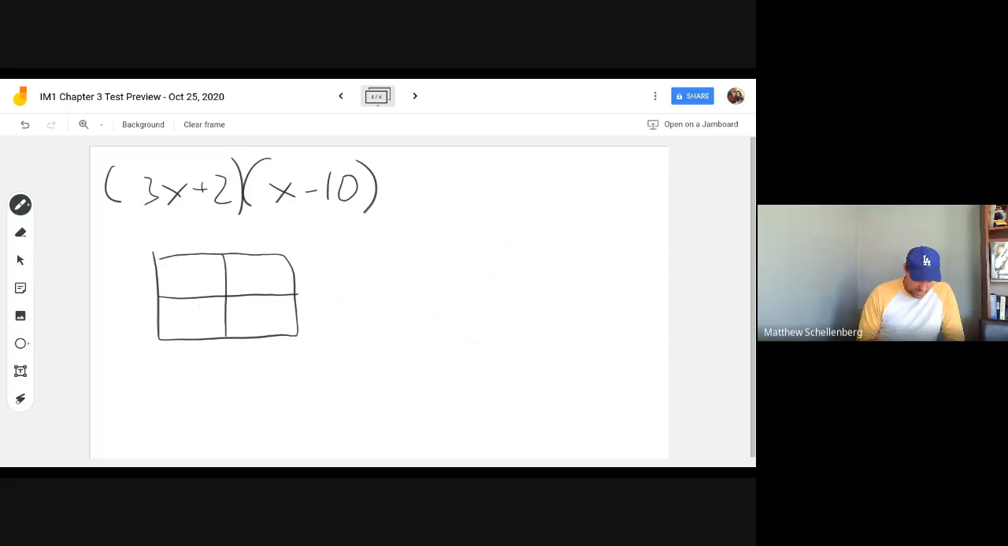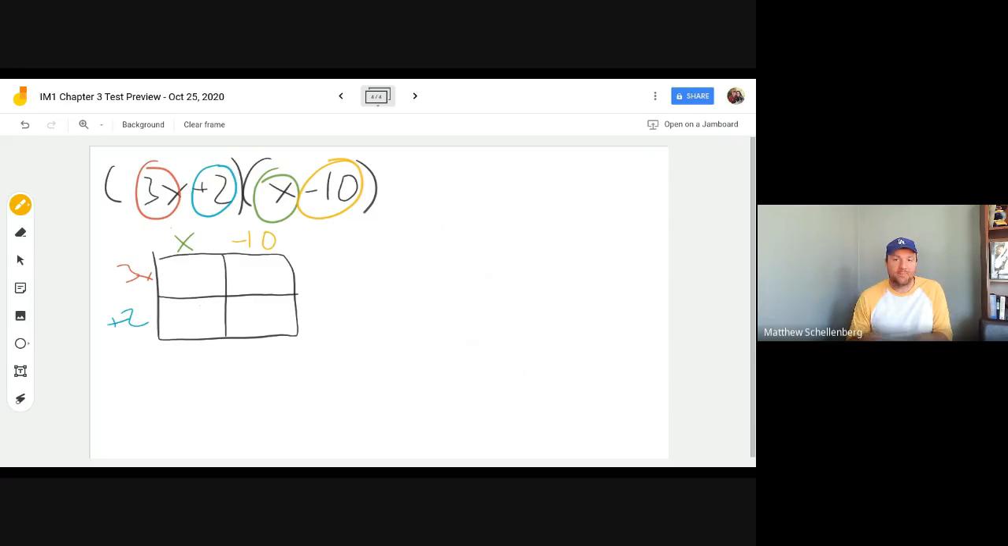Let me just color code it. 3x is a term, so we'll put that here. And plus 2 is a term, so we'll put that here. And then on the other bracket, there's 2 terms. We have x, and we have -10. That's the other term. Now, does it matter that I put x minus 10 on top but not on the left side, or that I put 3x plus 2 on the left side but not the top? Doesn't matter. I could have done it either way. It will still work out.